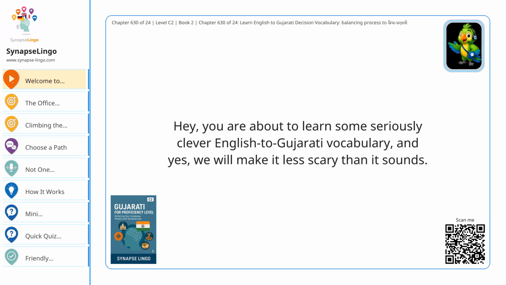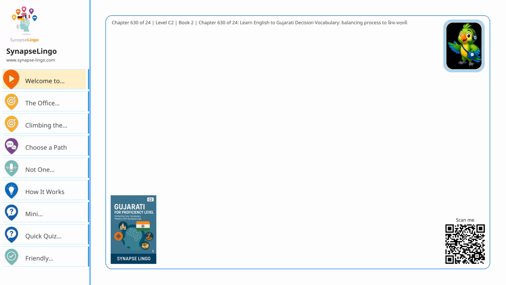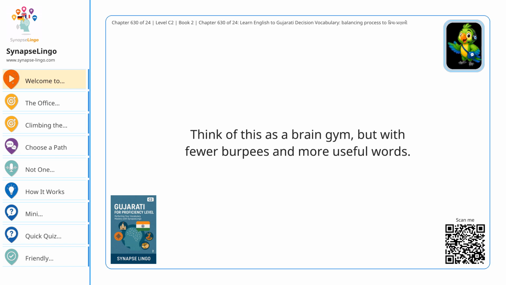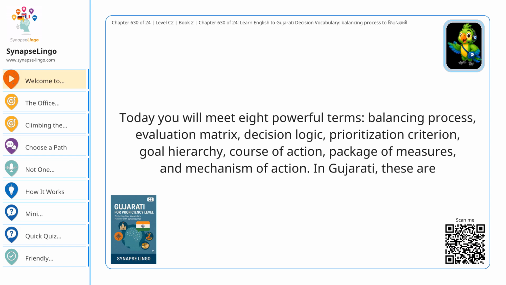Hey, you're about to learn some seriously clever English to Gujarati vocabulary, and yes, we will make it less scary than it sounds. Think of this as a brain gym, but with fewer burpees and more useful words. Today you will meet 8 powerful terms: balancing process, evaluation matrix, decision logic, prioritization criterion, goal hierarchy, course of action, package of measures, and mechanism of action.